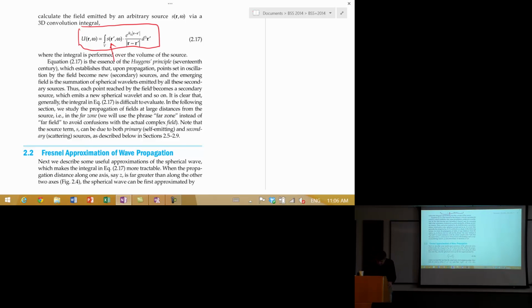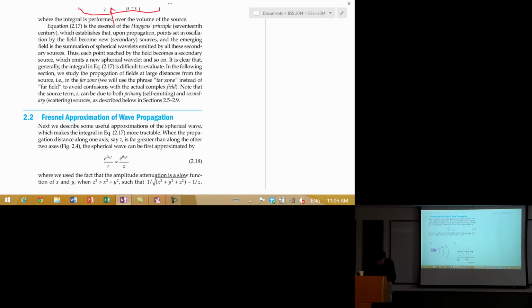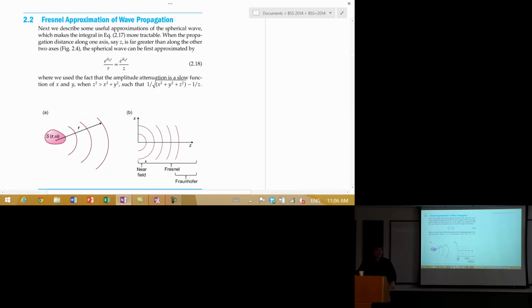And basically, when you can approximate the integral, what I prefer to do is to approximate my Green's function. So the Fresnel approximation is very, very useful and common, and makes that integral more tractable.